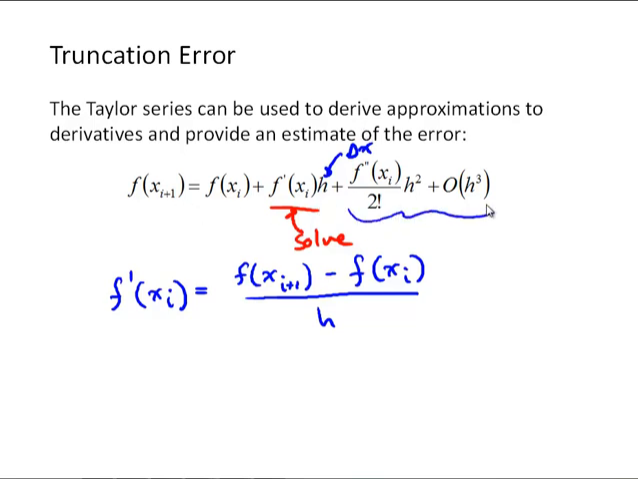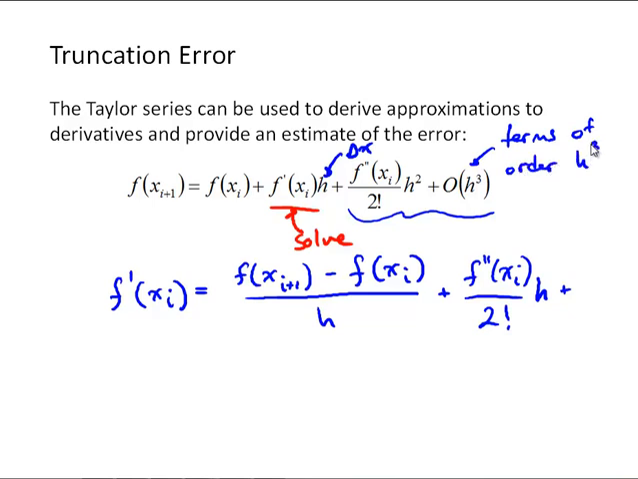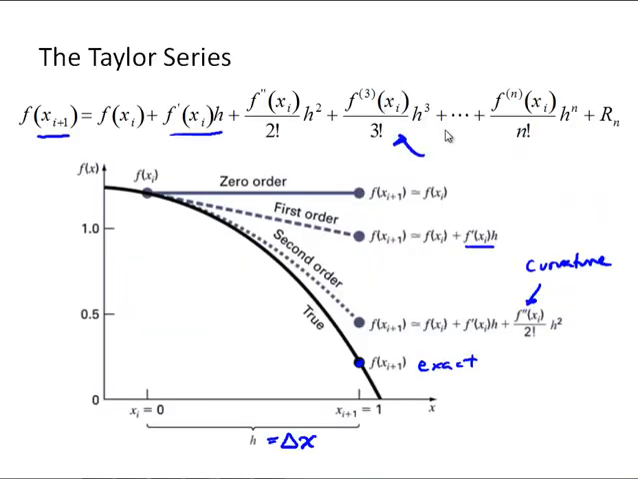over, which I will write as plus f double prime xi over 2 factorial times h, because we've divided out one of those h's, plus, and this is terms of order h cubed and higher. So that's like these terms, just going on out to the infinite number of terms in the Taylor series. So we'll just take the leading term and keep track of that.